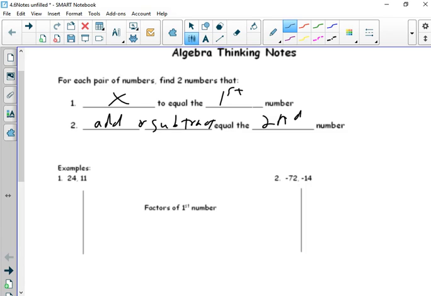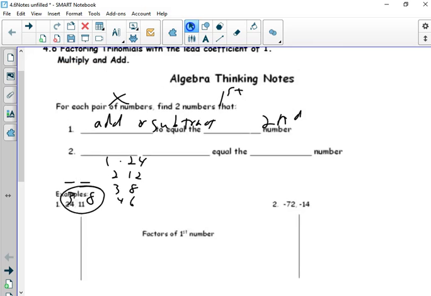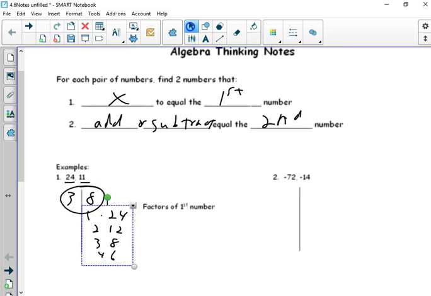12 times... not 14. Oh, so I gotta add. Multiply for this, add to this. Yes. Next stage. What two numbers multiply to give you 24 that add to 11? 1 and 24, 2 and 12, 3 and 8, 4 and 6. I guess I really could have listed all these down here.